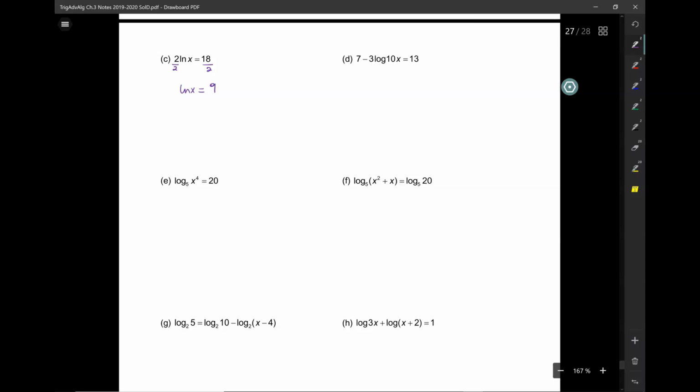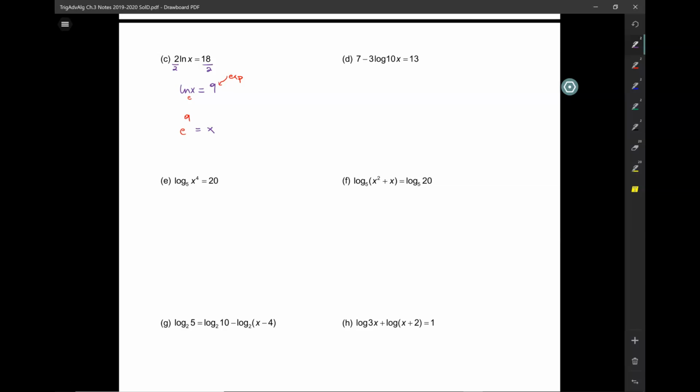And so what we're going to do here is use that property that a logarithm is just an exponent, right? So that means this 9 here is an exponent, correct? Every exponent needs a base. If my logarithm is an ln, what is the base? What's the base of an ln? e, right? So I say e to the 9 is equal to x.